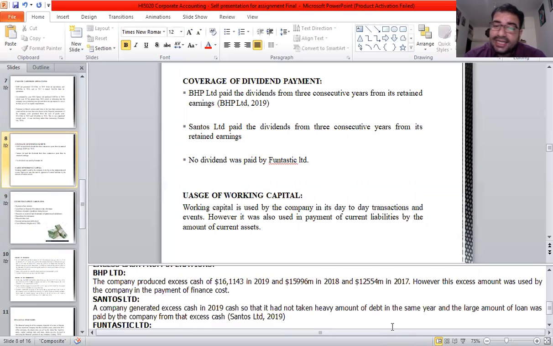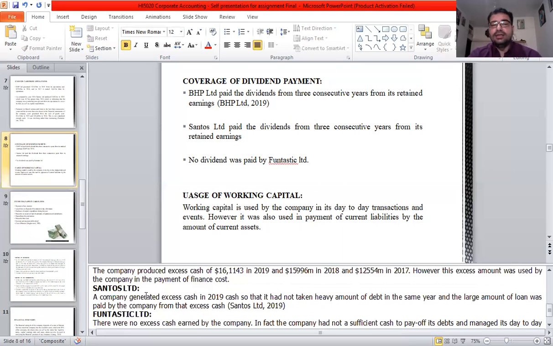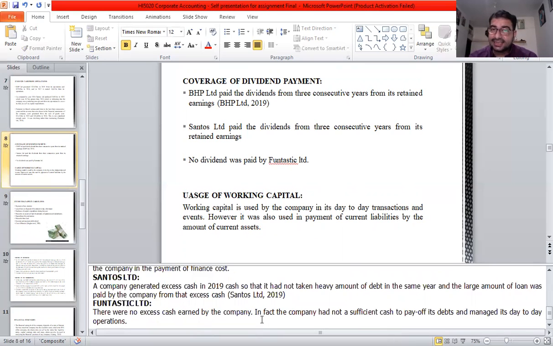15,996 million in 2018, 12,554 million in 2017. However, this excess amount was used by the company in the payment of the finance cost. For Santos Limited, the company generated excess cash in 2019. However, it had not taken a heavy amount of debt in the same year, and a large amount of the loan was paid by the company from the excess cash, as also mentioned in the Santos Limited 2019 report.